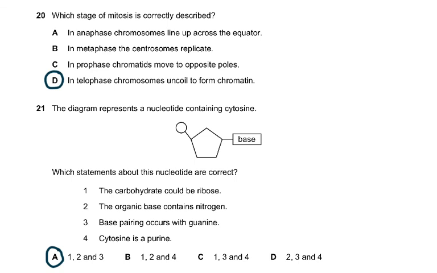Going to question number 20. Which stage of mitosis is correctly described? In anaphase, chromosomes line up across the equator. In telophase, chromosomes uncoil to form chromatin. In prophase, chromatids move to opposite poles. No, that's not correct. Chromatids do not move to opposite poles. The centrioles move to the opposite poles. Then in metaphase, the centrosome replicates. In anaphase, chromosomes line up across the equator, right?